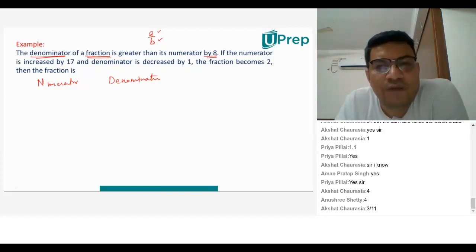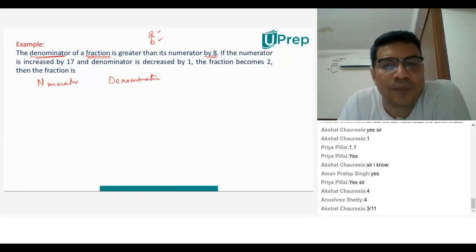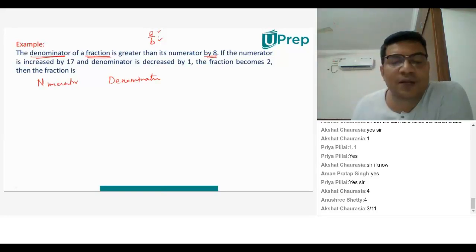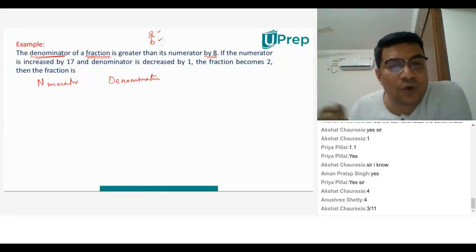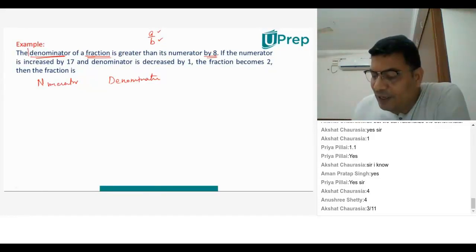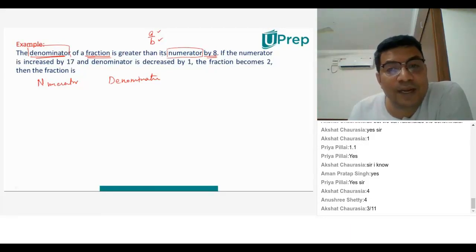Now as we are solving linear equations in one variable, we have to assume some variable here because we don't know. Did he give you the numerator or the denominator? He did not. But he told you that the denominator of a fraction is greater than its numerator by 8.